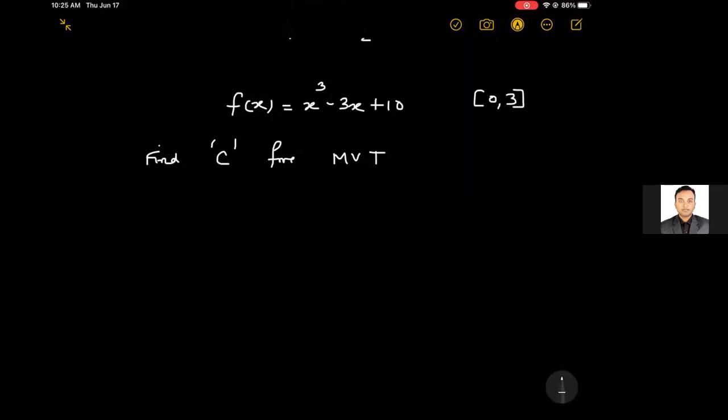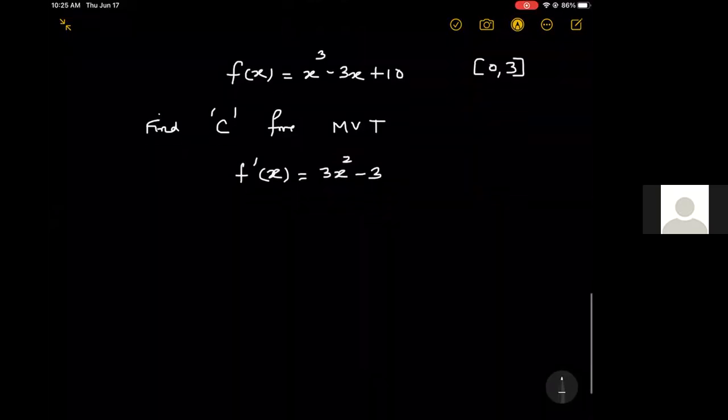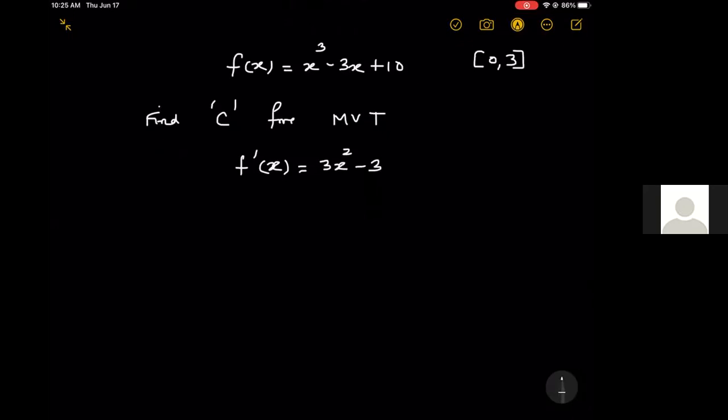So the first question is, what's the first thing we need to do here? You need to find the derivative of the function. So if you put the 3 in front, it'll be 3x, and then you lower the power to x squared. So it'll be 3x squared minus 3, and then you get rid of the 10. Okay, now what's the next thing?